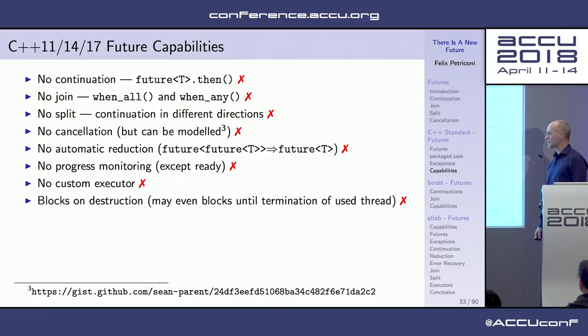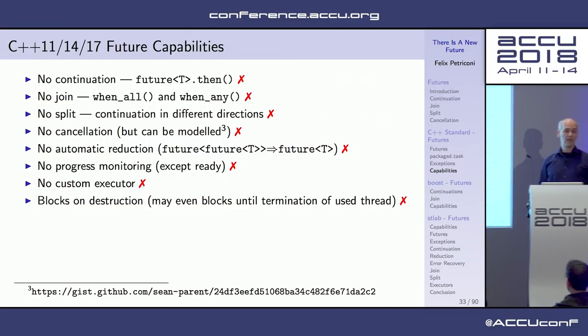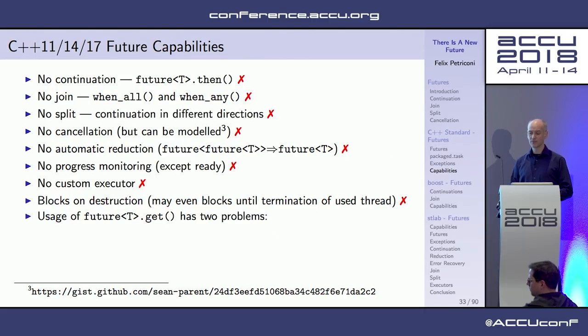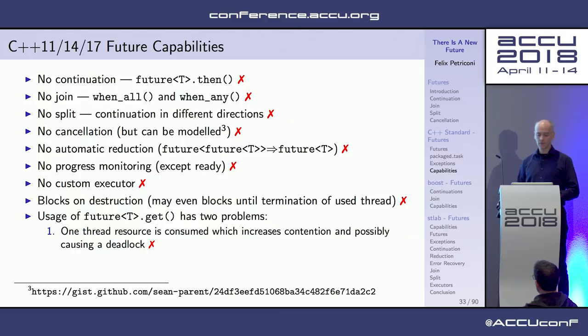As well, the future blocks on destruction. So if you are not interested in the future anymore, you still have to wait. If the task already has started, you still have to wait until the result is there. If the task has not started, then it's allowed, as far as I remember, to end immediately. The real problem is that it only blocks on destruction if the future comes from an async. If it comes from a packaged task or from a promise, then it doesn't block. Okay. You actually have the same type, but with two different behaviors on the destructor, depending on where you get the future. Okay. Thank you very much.